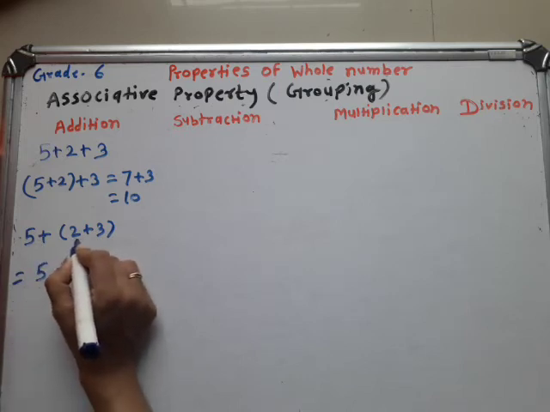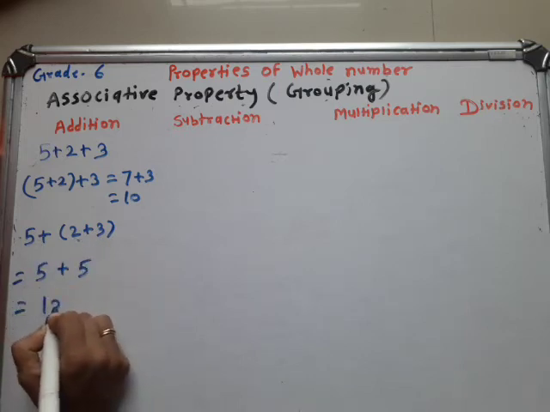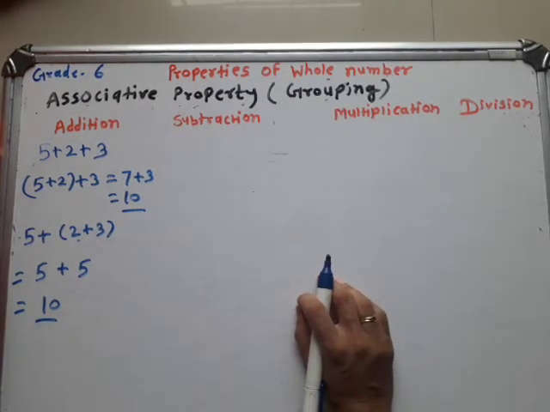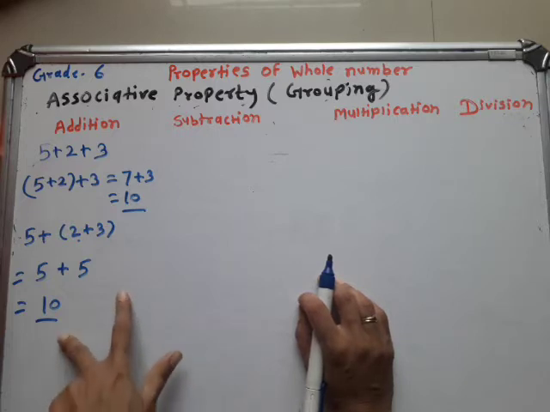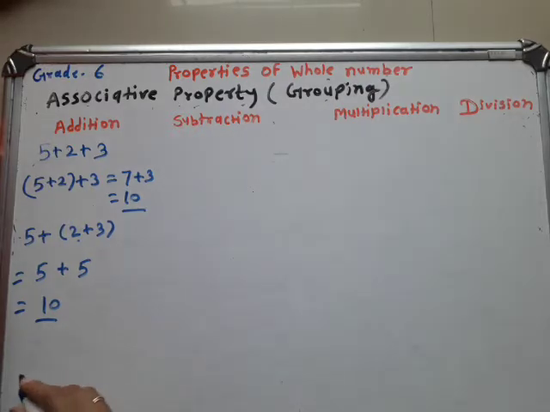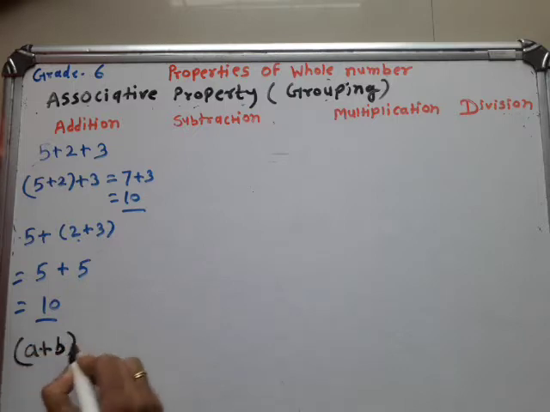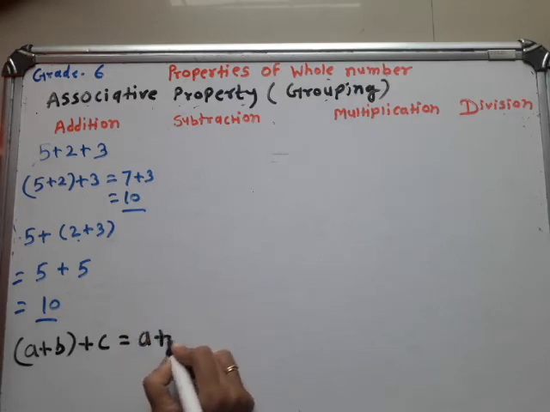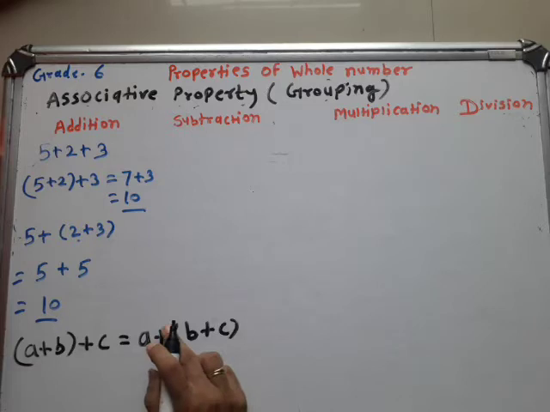5. 2 plus 3 again 5. So here we get answer 10. Here the answer is the same, 10 and 10, which means we say that whole numbers satisfy the associative property of addition, because we get a whole number again. So you have to write your answer as A plus B in one group plus C, or A plus B plus C in one group. We get the same answer, and that is a whole number.